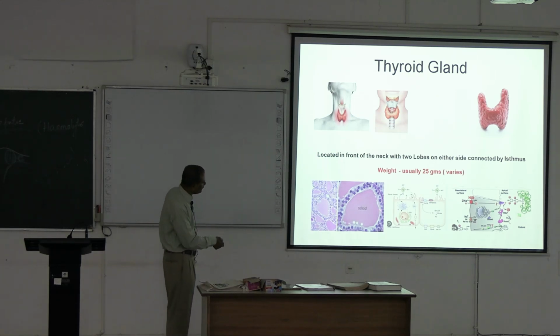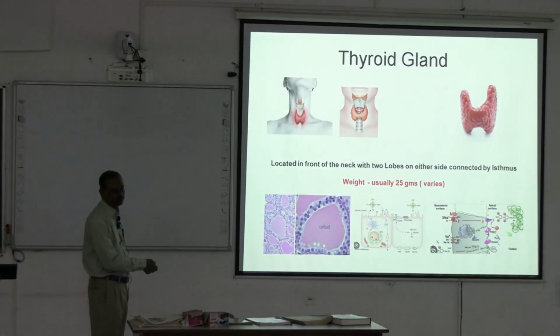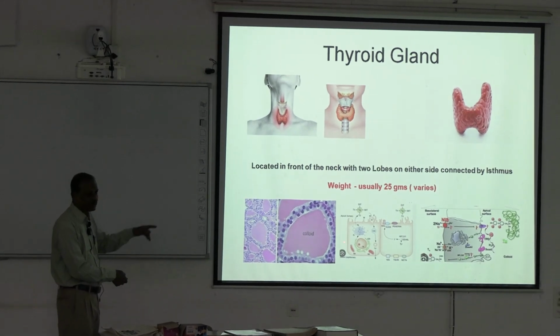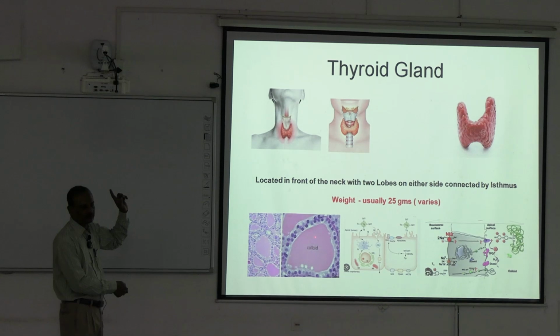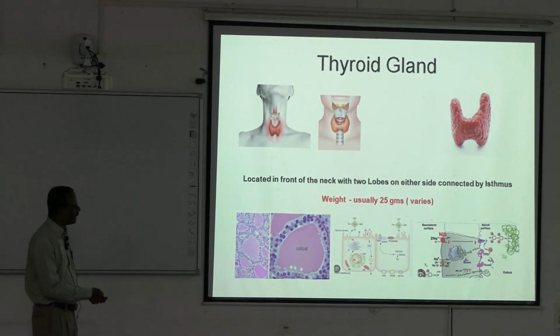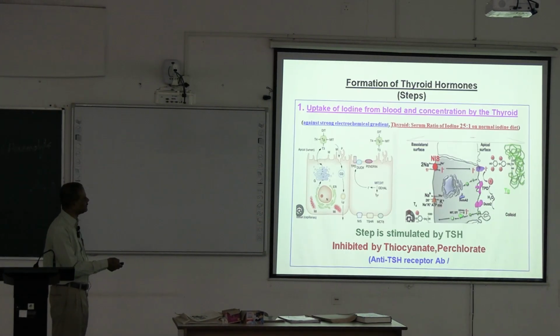If you look at this, there is a colloid, and within this colloid, the thyroglobulin protein is there, and iodination takes place there. Just like hepatocytes, thyrocytes are there, and they are metabolically active cells, and they produce thyroid hormones. And this is a complicated procedure. This cannot be covered in this class.